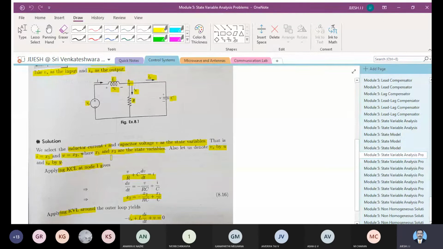By using the KCL equation at node 1, all of you know how to write the KCL equation. When you write at node 1, you will get V divided by R plus C into dV by dt is equal to I, and when you further simplify that, you will get dV by dt is equal to minus V by RC plus I by C.